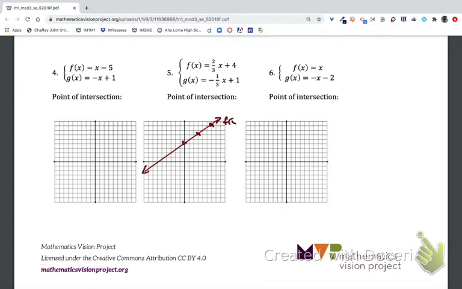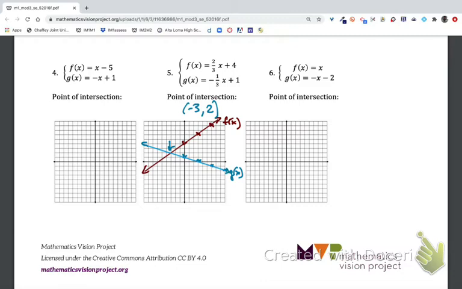So there's my f of x, and then my g of x will begin at 1 and go down 1 over 3, down 1 over 3, down 1 over 3. And that line that I just drew isn't perfect, but you can see that the intersecting point is going to be right here. It'll be at -3, 2.